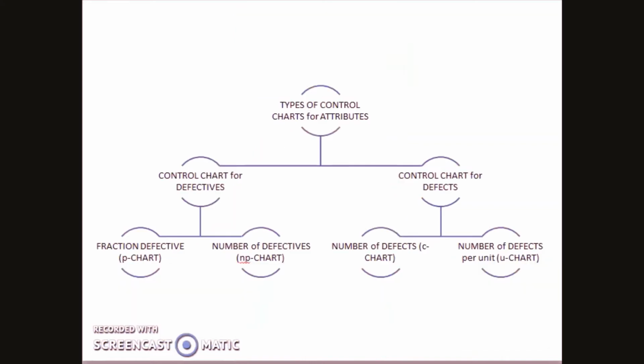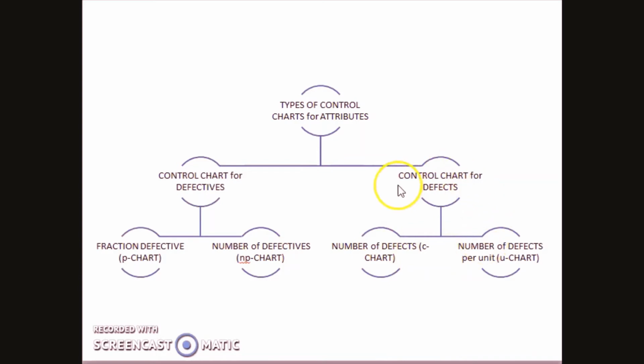There are different types of control charts for the attributes for different situations, as you can see in the figure I have prepared for you. The control charts for attributes are classified into two groups. First is control chart for defectives and the second is control chart for defects. The control chart for defectives are further classified into control chart for fraction defective, that is also called a P chart, and control chart for number of defectives, that is NP chart. Now both these control charts for defectives are based on the binomial distribution.